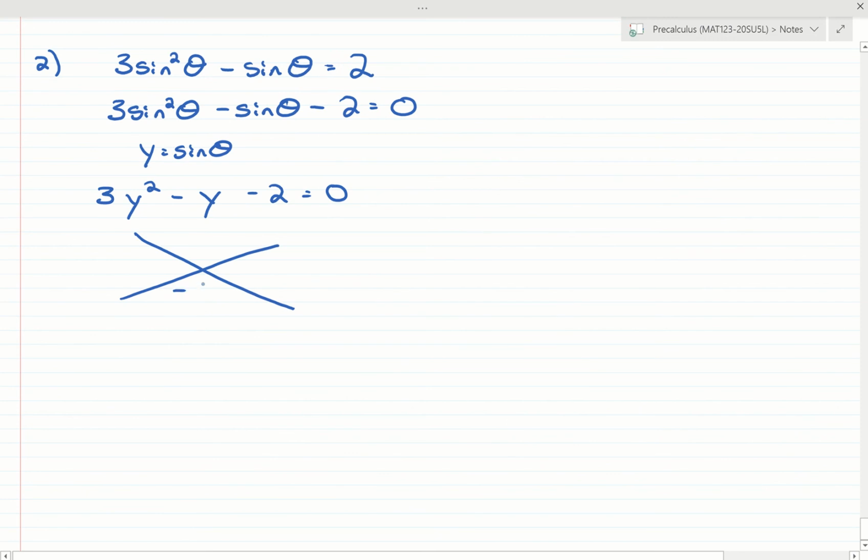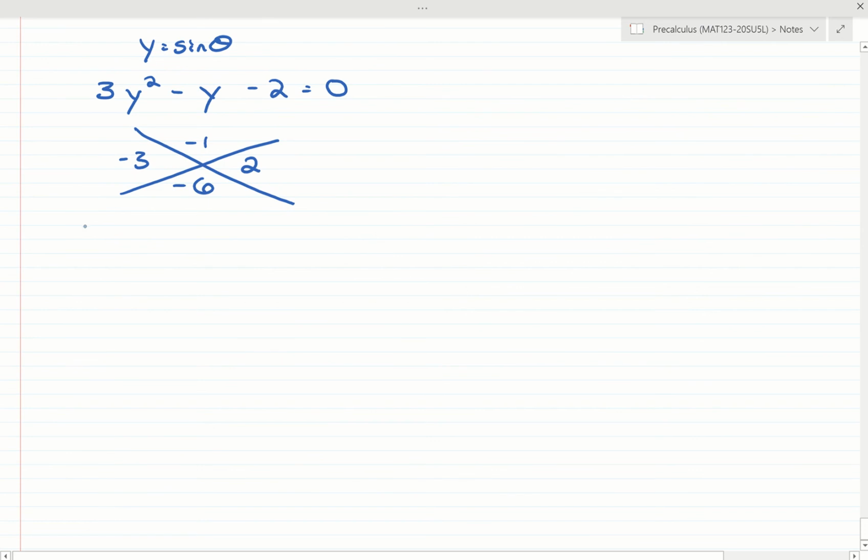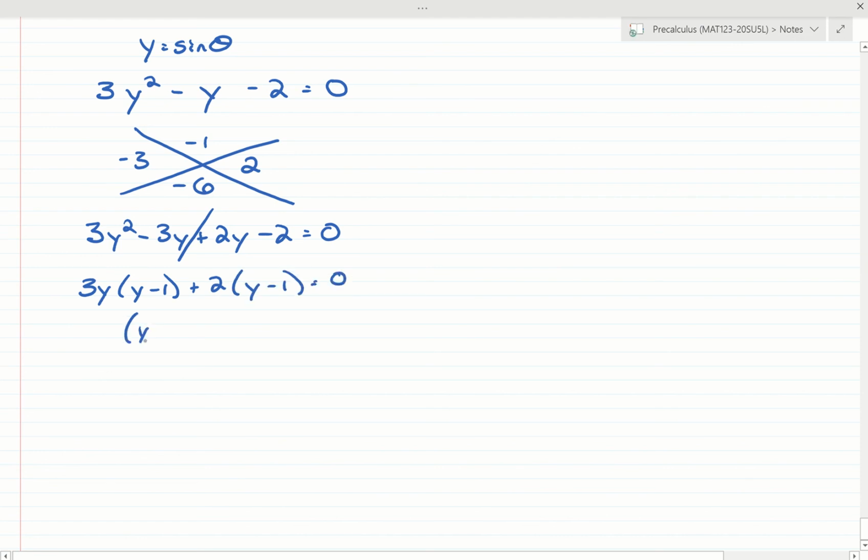What are some factors of -6 that add up to -1? Well, -3 and 2 would get our job done. So this would turn into 3y squared minus 3y plus 2y minus 2. We can cut down the middle, take out a 3, and take out a 2. And we get y minus 1 times 3y plus 2.